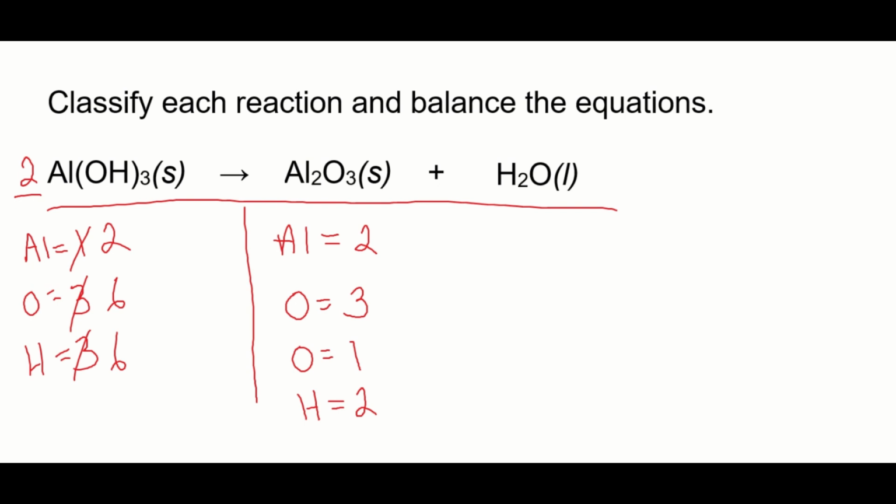Now I'm going to work on the hydrogen. Don't forget to update every other element in that compound. So, turns out that balances everything else out. So here's the balanced equation for the decomposition reaction of aluminum hydroxide.